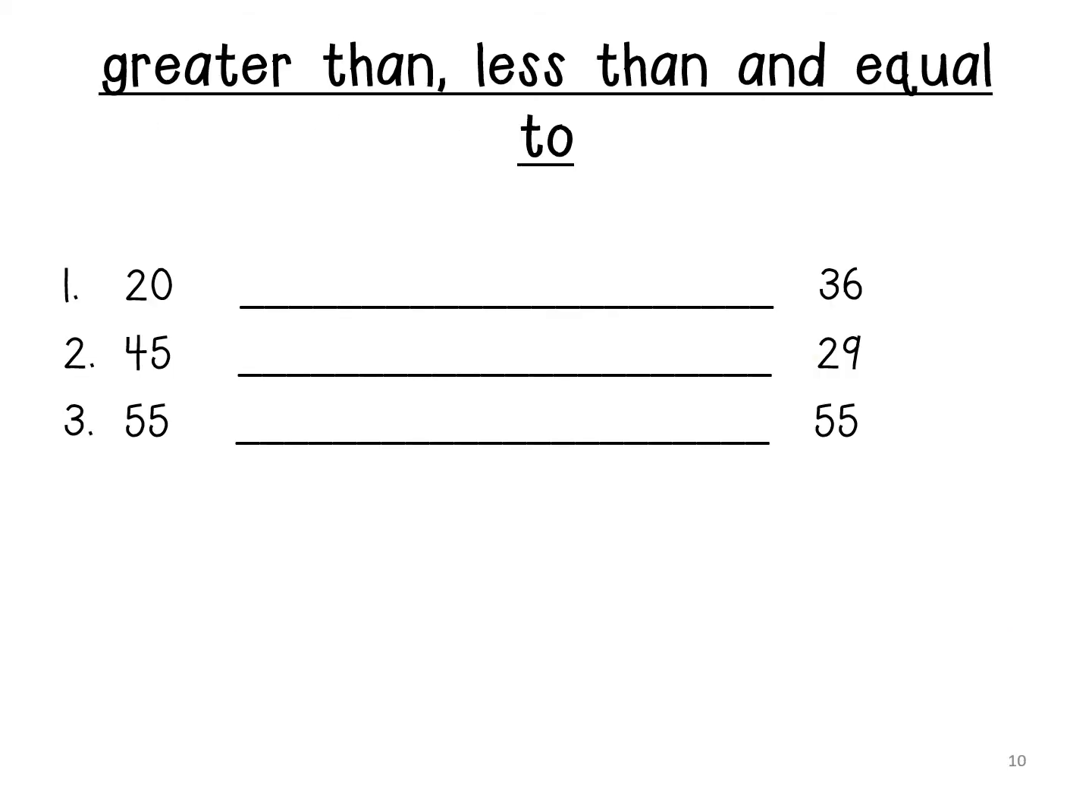Now children, we are going to be doing greater than, less than, and equal to. Number 1, 20 is greater than, less than, or equal to 36. Number 2, 45 is greater than, less than, or equal to 29. Number 3, 55 is greater than, less than, or equal to 55.